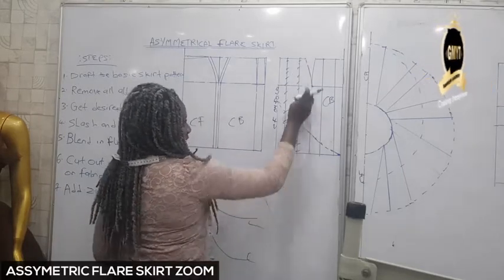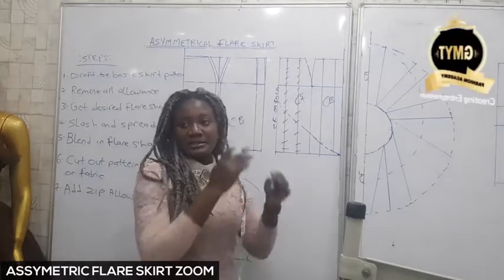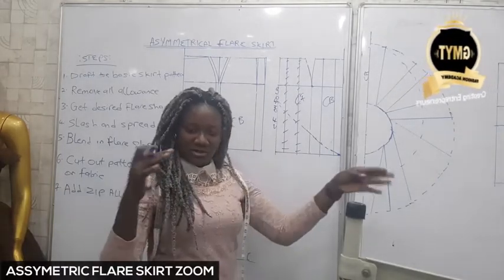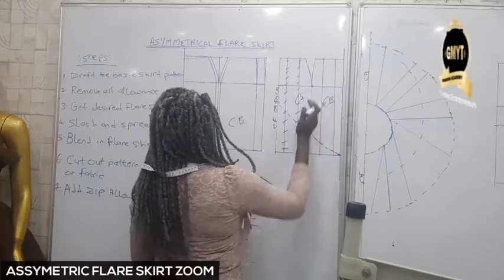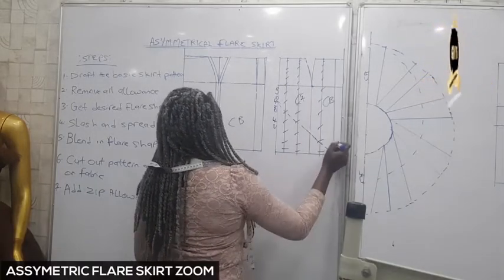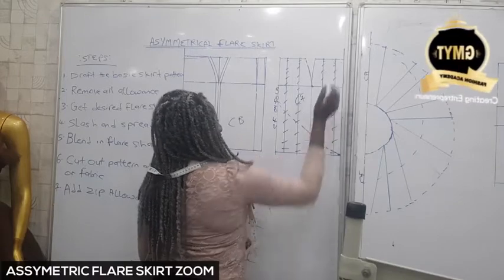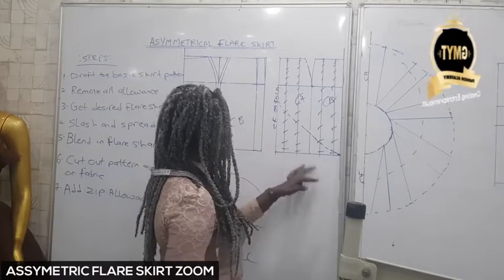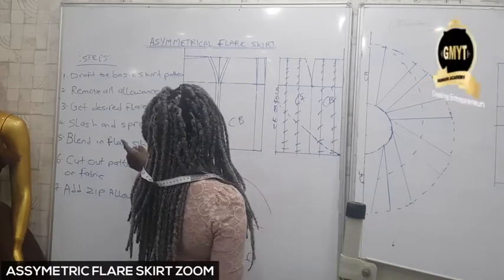Don't forget that this side, even though yes, I'm joining it together to get my shape, it's still different, CF and CB. So there's still a line here. So I leave that. I slash this up to this point. I slash this up to this point. So by the time I place this on paper, so I said blend, slash, and spread.